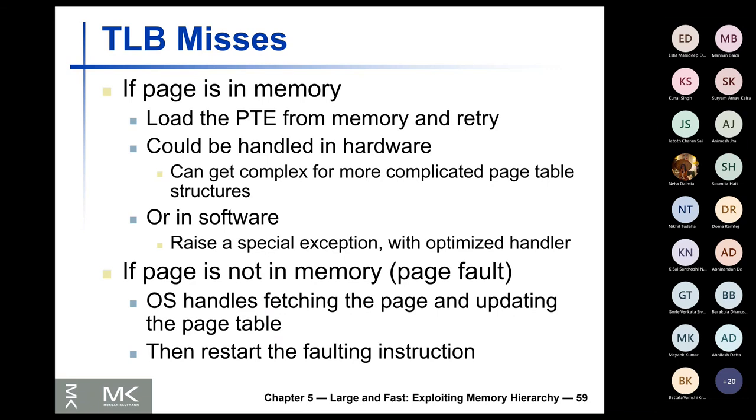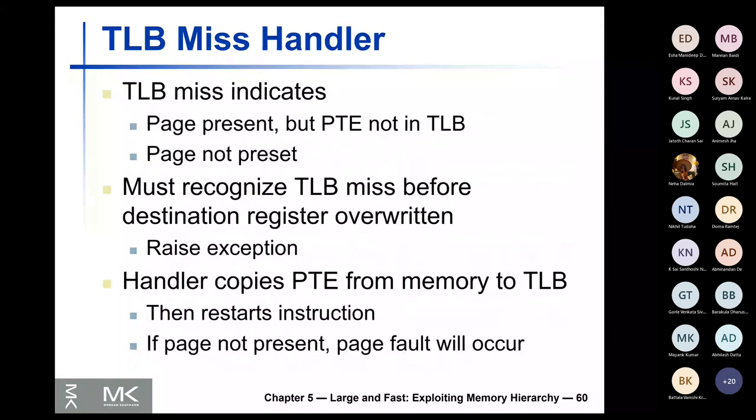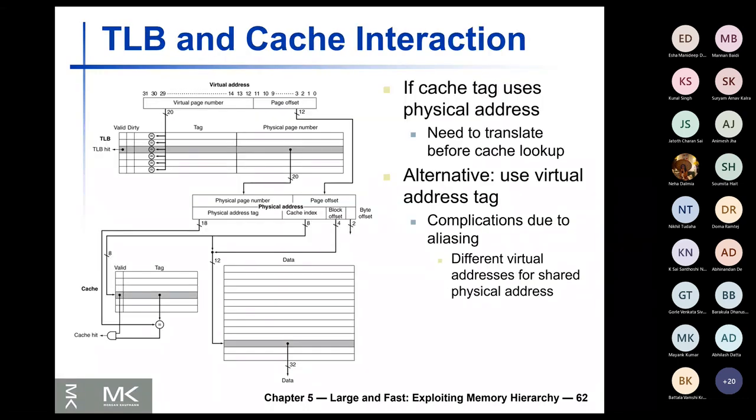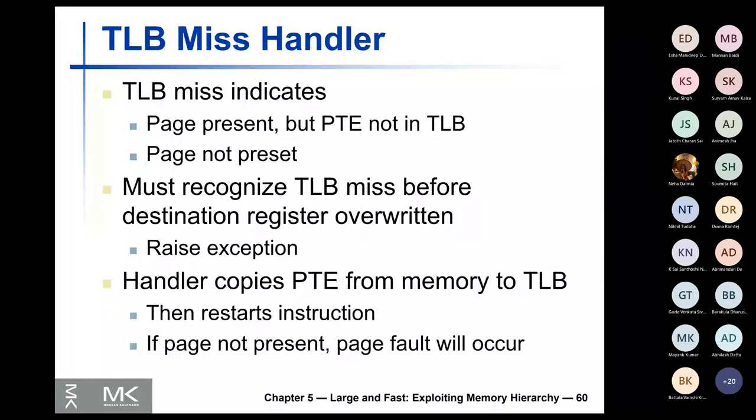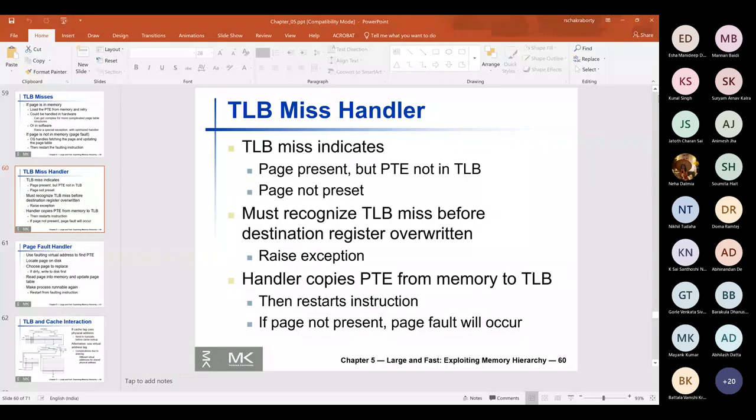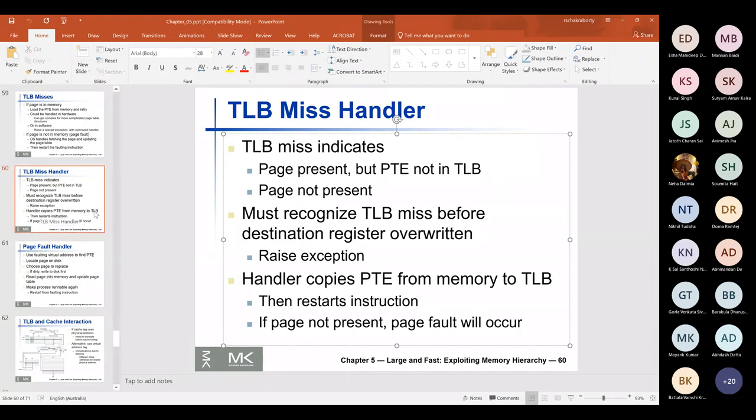Now, what happens if the TLB is missed? We have discussed what happens when the cache misses. Now, before cache, this TLB has come in. So if there is a TLB miss, it indicates the page is not present. There are two possibilities. One is that the page is present, but the page table entry is not in the TLB, or the page is not present. Both are possible.